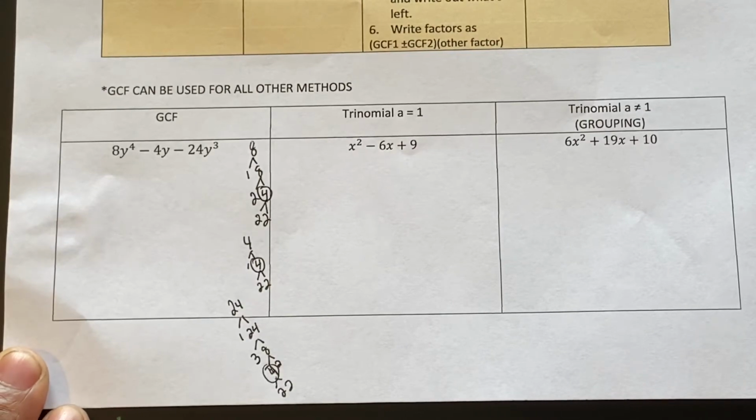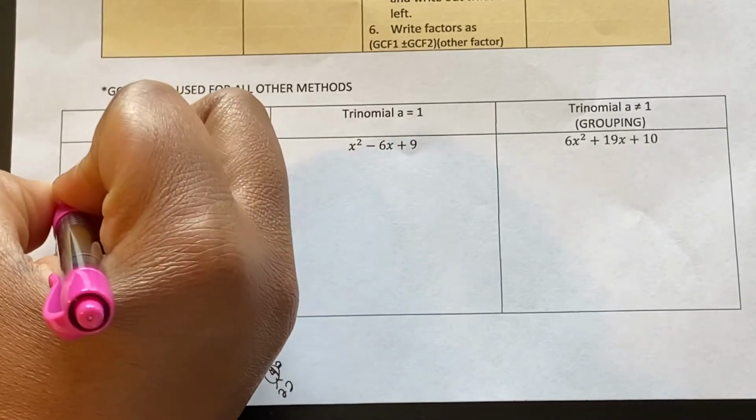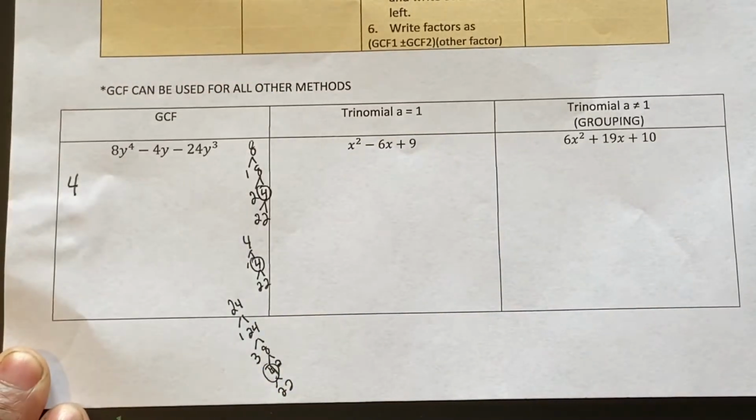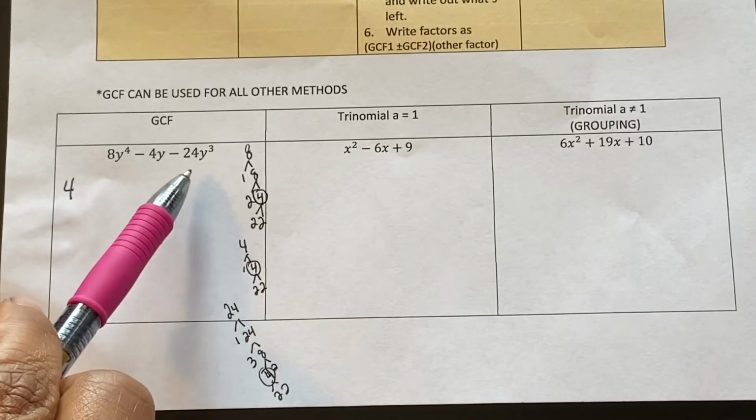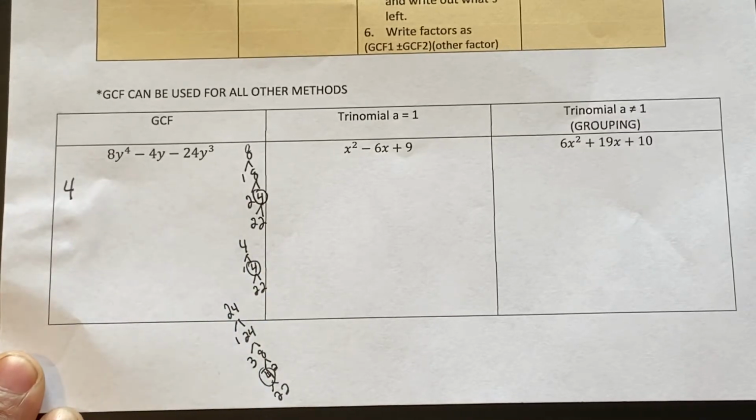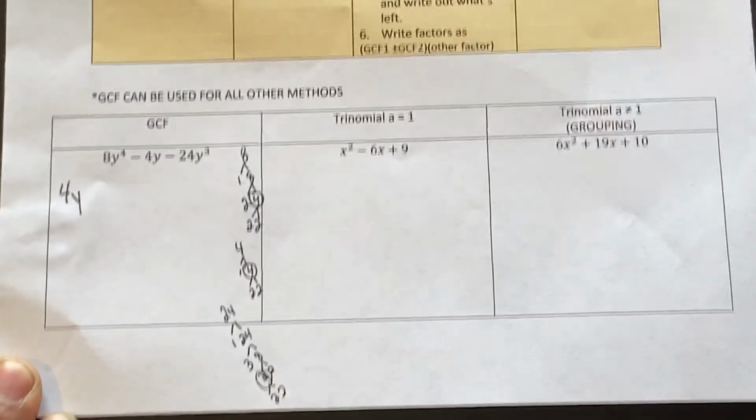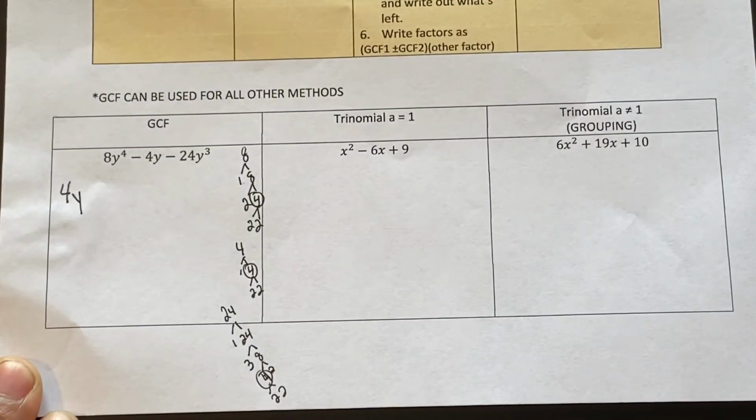So I can say that 4 is a GCF. Now, I have to look at the variables. We have y to the fourth, y, and y to the third. As you can see here, each of those terms has at least one y. So 4y is going to be my GCF. I put my GCF outside of the parentheses.